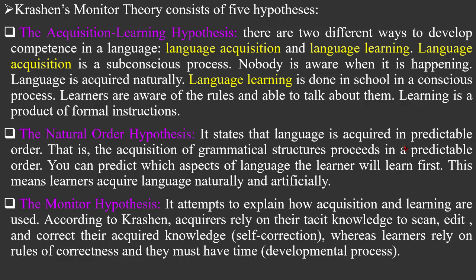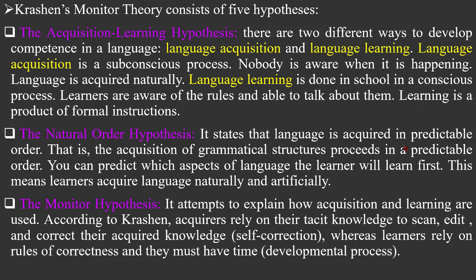So in this hypothesis, Krashen is distinguishing acquisition from learning. He is making a difference between the two. For him, language acquisition is the language that you acquire naturally. That is, it's our mother tongue, that we acquire subconsciously in the street, in society, etc. So there is no structure, there is no formal learning. So we acquire it naturally.